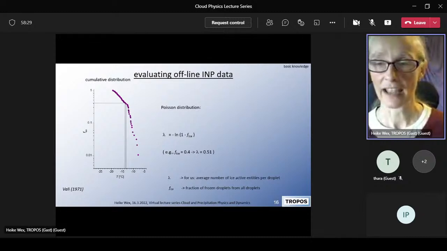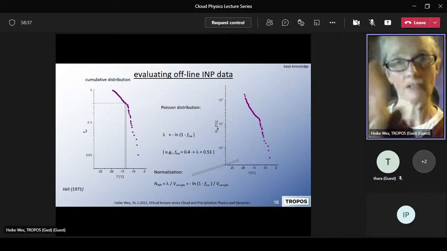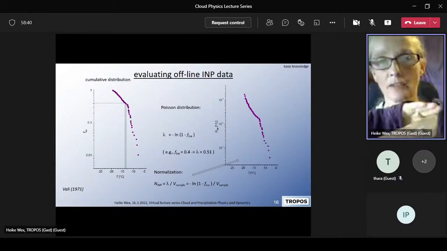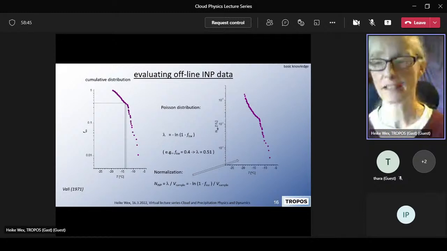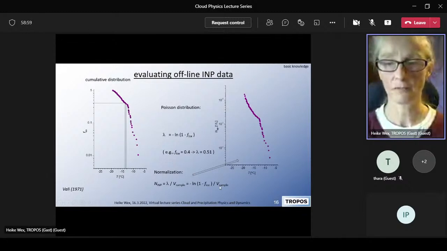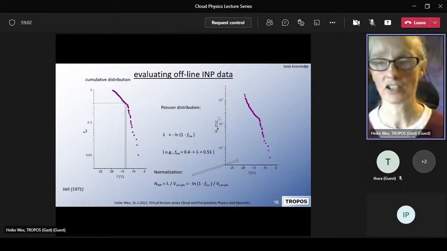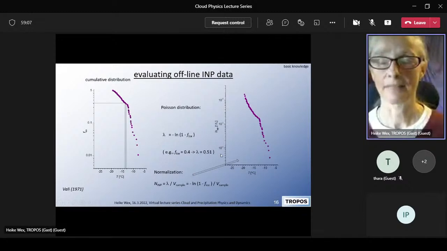And now once you have that, you can normalize it to different parameters. So for instance, if you know how much air volume you sampled on a filter, with how much water you washed it off, and what the volume of one of your droplets is, you can calculate the volume of air that was sampled into each droplet, so to speak. And if you use that formula, then you get the INP concentration per volume of air. Or if you just collect rainwater, that would just be the volume of your droplet, and you would get the concentration per liter of rainwater. So that's how that is done.